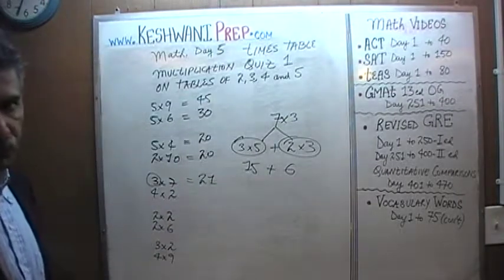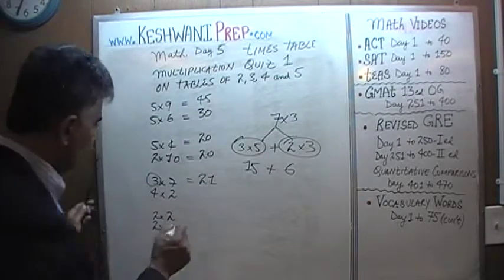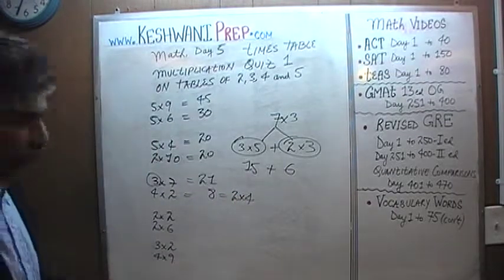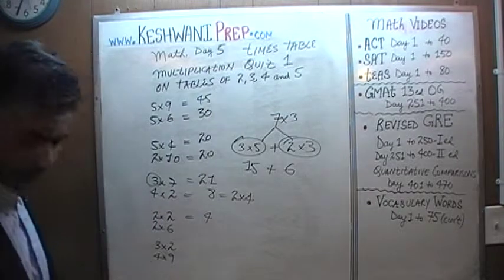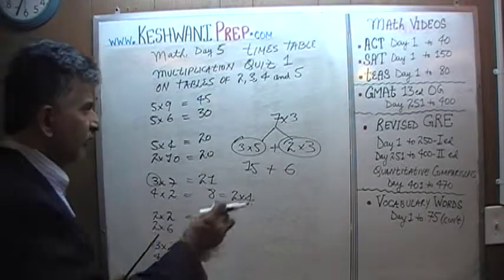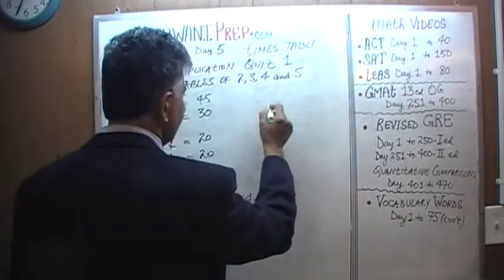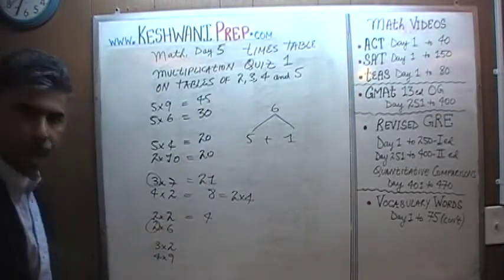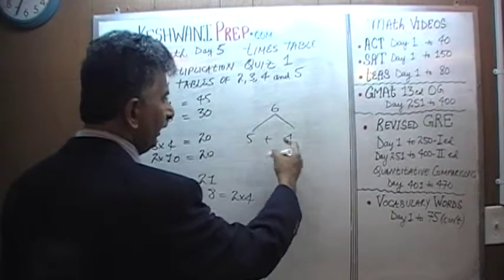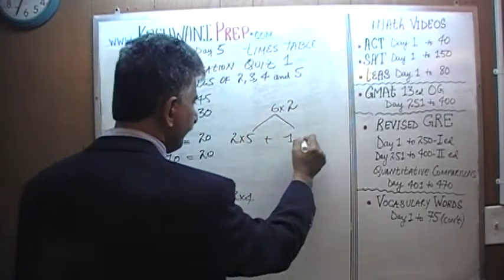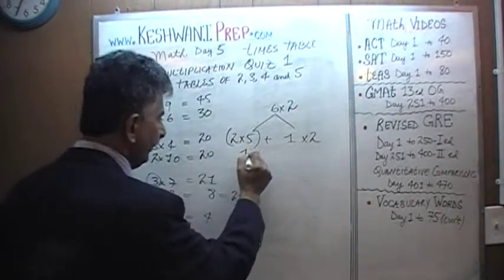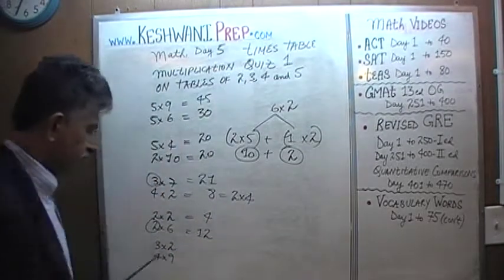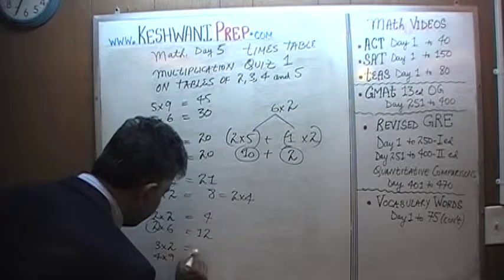How about 4 twos? 4 twos is the same as 2 fours, which is 8. 2 twos are 4, that's very simple. How about 2 sixes? Same exact logic as before. 6 we know can be written as 5 plus 1. And we have 2 of them. So in your mind, you break it up into 5 and a 1, and then ask yourself how many we have. We have 2 of them. So 2 5s are 10 plus 2 1s, which is 2. 10 plus 2 is 12. 3 2s is the same as 2 3s, which is just 6.